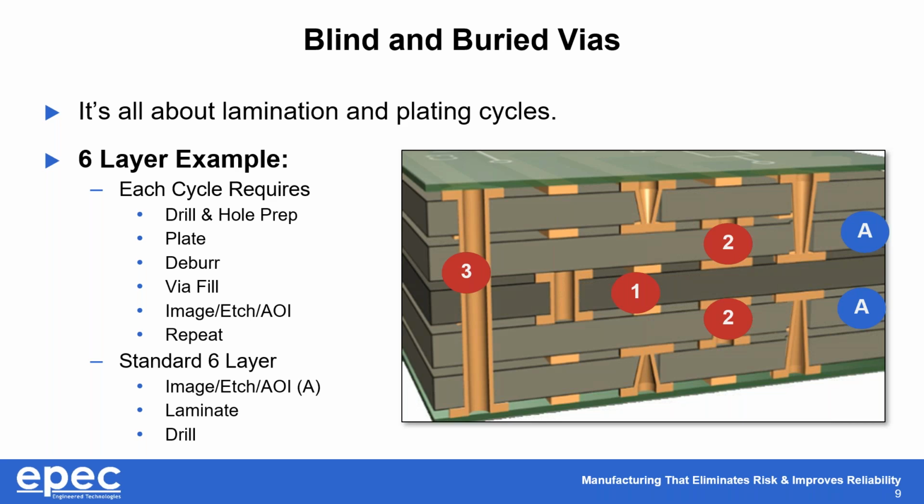You would just go ahead and image and etch those, and then you would laminate the whole thing together once, and then you would go ahead and drill your vias and move on. So you can imagine that a 6-layer with blind and buried vias, this is why it takes a lot longer than your standard 6-layer requires. And it's just about physics, right? Those processes that we saw on the last slide, you can't skip one, or you can't improve the timing around it. So it is what it is, and it just requires that amount of time to get it completed.